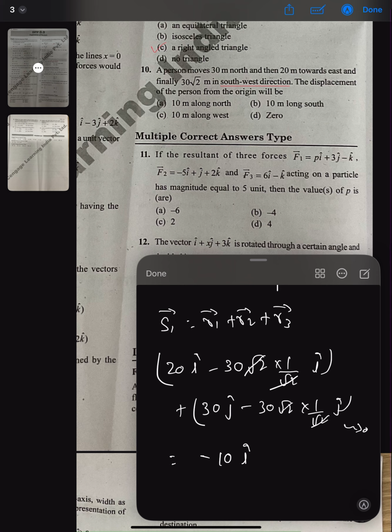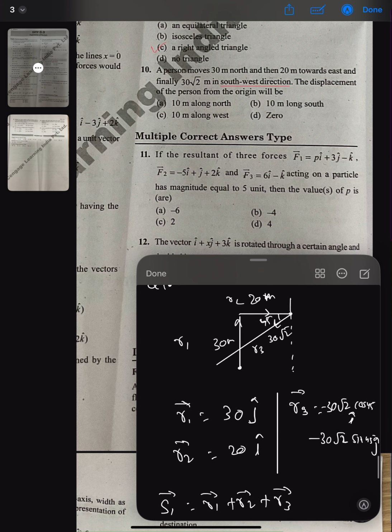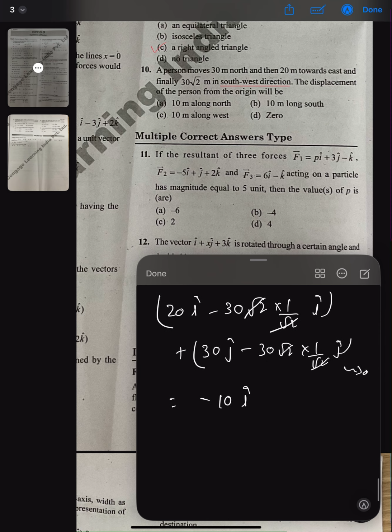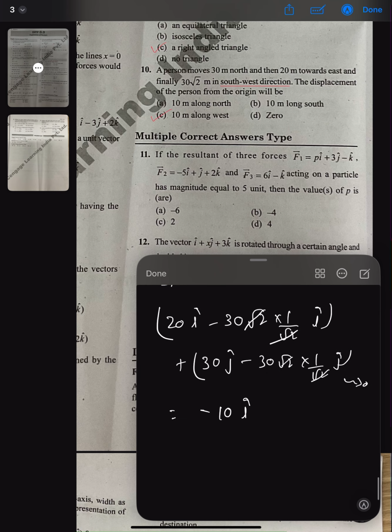So what will be the displacement of the person from its origin? It will be 10 meter. Along where was the particle? 10 meter along west. This is positive i, so this will be negative i. The person was here, so negative i. So 10 meter towards west. I hope this is clear to all of you.